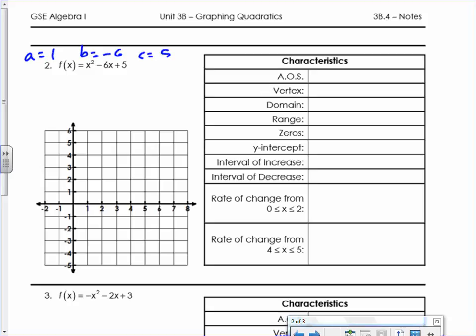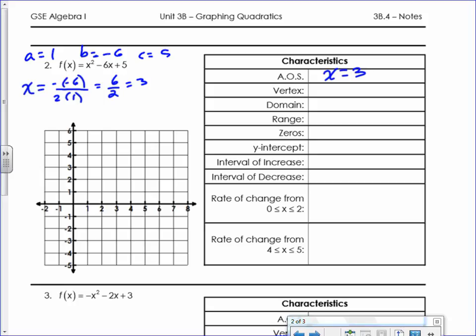Positive 5. So we're going to find our axis of symmetry. So x is the opposite of b over 2 times a. The opposite of negative 6 is what, class? Positive 6, over 2, which is 3. So the axis of symmetry is x equals 3. Don't just write 3. You must write it correctly. There's no shortcuts.